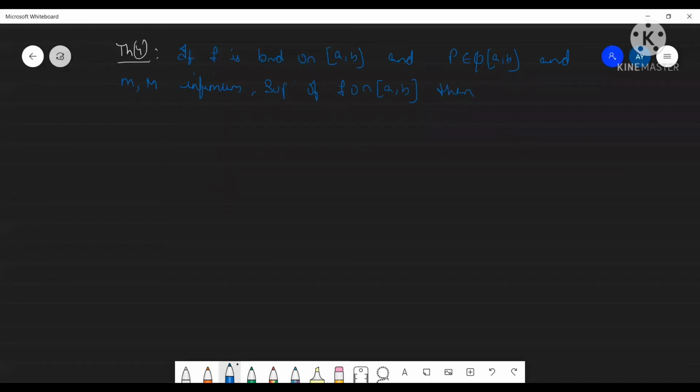Then they're asking to prove m times (b minus a) is less than or equal to L(P, f), which is less than or equal to U(P, f), which is less than or equal to M times (b minus a). Small m is the infimum, and capital M is the supremum. What is b minus a? How do you define the length of the interval? Delta equals b minus a. So that is what they wrote over there.